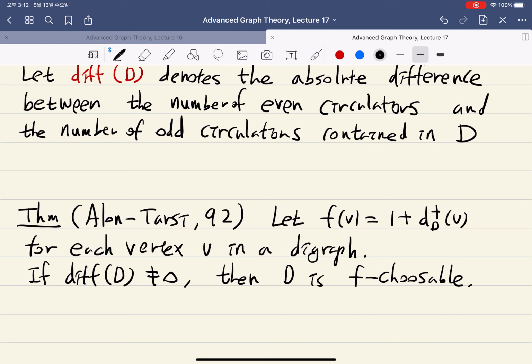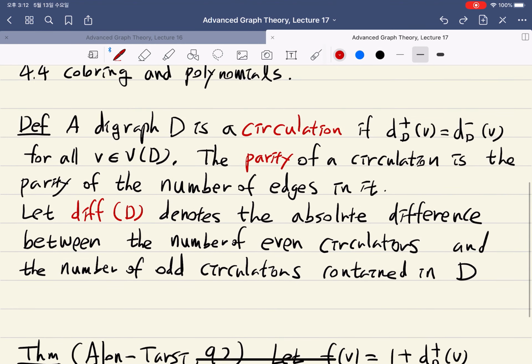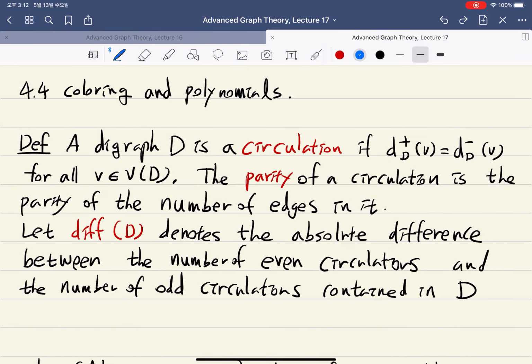So again, we have this undirected graph, and then we give some orientation to obtain this diagram D. And in this orientation, we have this out degree, and then from that, we want to find some sufficient condition where we can ensure that the underlying graph is F choosable. So for that, we need to define this concept.